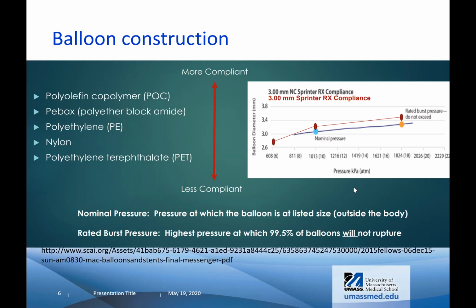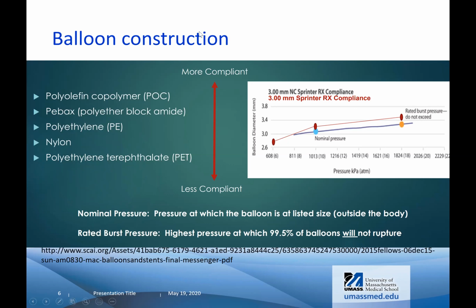So the nominal pressure, you might have seen that when the balloon comes out, it comes with a list of pressures. And the nominal pressure is the pressure at which the balloon is at its listed size outside the body. Now you have to remember what is happening inside the body. Inside the body, there's pressure from the vessel wall, and could be calcium or plaque. So the nominal pressure does not mean inside the vessel it will achieve the same size. It will achieve a smaller size than what is listed. So if a 2.5 balloon is in there, it will not be a 2.5 balloon when you are going up to the nominal pressure.